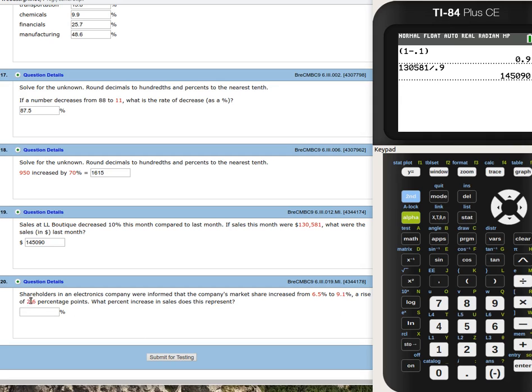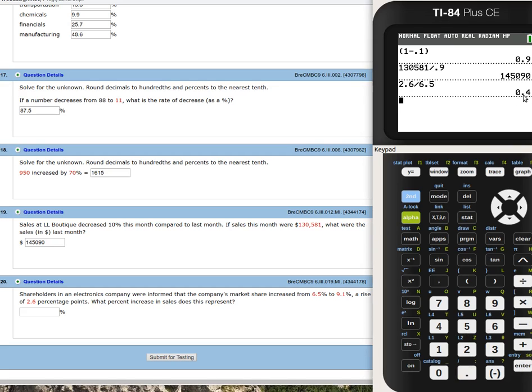It tells us it's 2.6 percentage points, but that's actually the amount of the increase. Like we saw before, you want to divide the amount of the increase, which is just the difference between these two. And it finds it for us already. The difference is 2.6. That's the amount that it increased. And then we need to divide by the original amount. So it originally was 6.5. It became 9.1. So we need to divide by the original amount of 6.5.